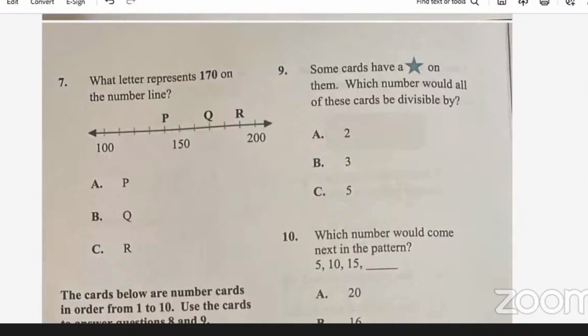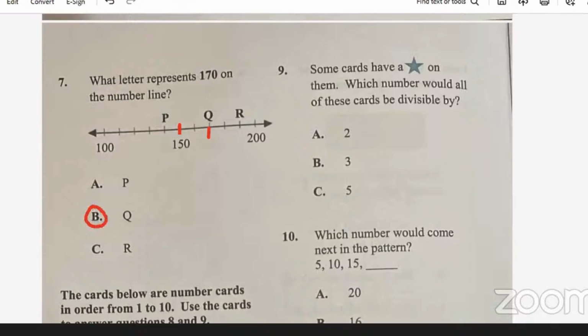All right, it says, which letter represents 170 on the number line? All right, is it P or Q or R? So we know that this is 150 here. Okay, and pretty much it seems to be in increments of 10. So every line represents another 10. So this would have been 160, 170, 180, 190, and then we get to 200. So the answer is, which is represented by Q, it would have been 170 at Q. So the answer is B.